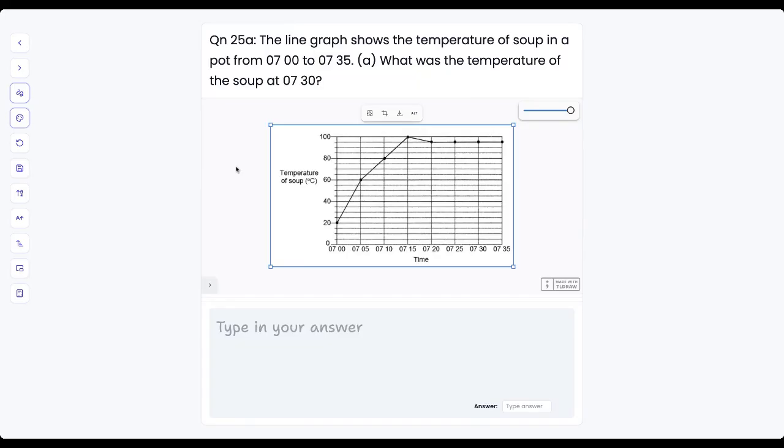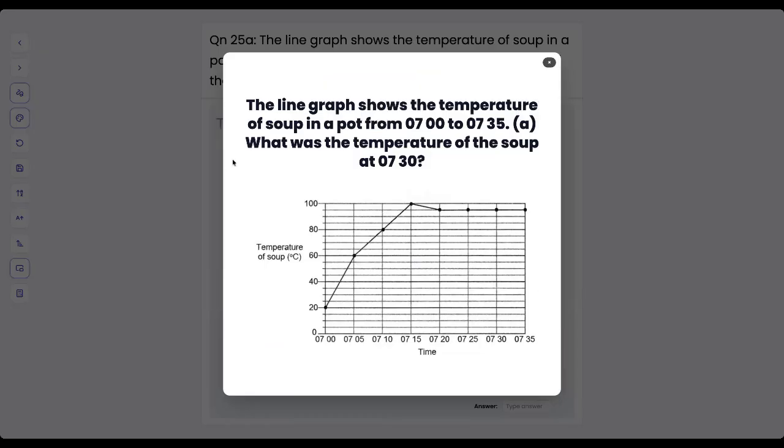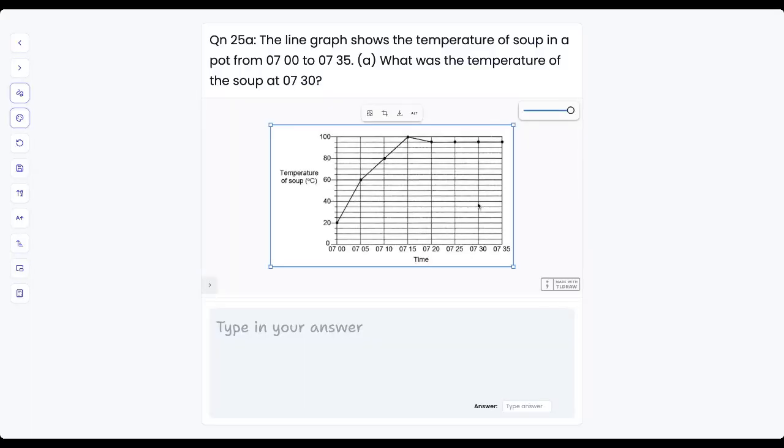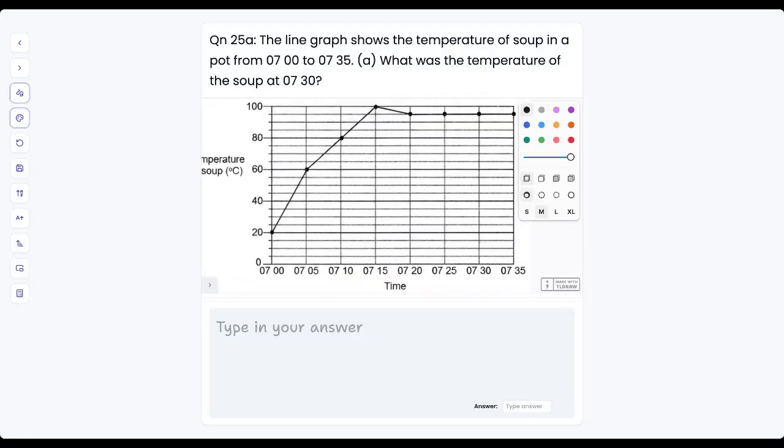Question 25a. The line graph shows the temperature of soup in a pot from 7 a.m. to 7:35. What was the temperature of the soup at 7:30? So what we can do is go to 7:30 over here and then just draw the lines. It's over here, the red line, as what I see over here.